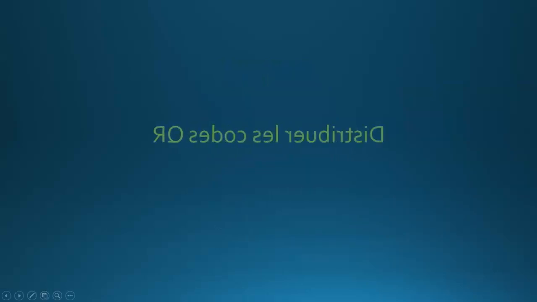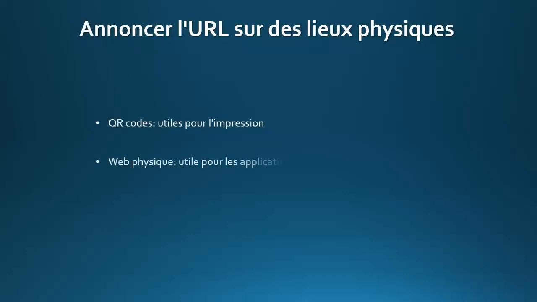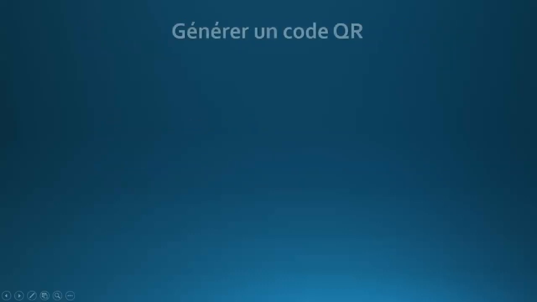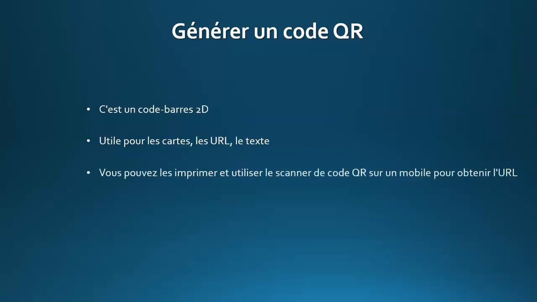In this chapter, we will see how to distribute QR codes, to announce the URL on physical places. QR codes are useful for printing, and also for the physical web, because they are useful for applications based on geographical location. So what is it? It's a barcode in 2 dimensions, so it can be useful for maps, URLs, and text. You can print them out and use the QR code scanner on your cell phone to use the URL.